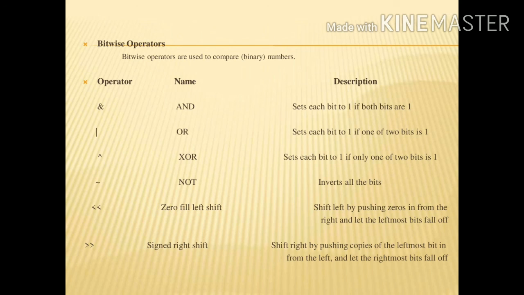Zero fill left shift: shift left by pushing 0s in from the right and let the leftmost bits fall off. Signed right shift: shift right by pushing copies of the leftmost bit in from the left and let the rightmost bits fall off.